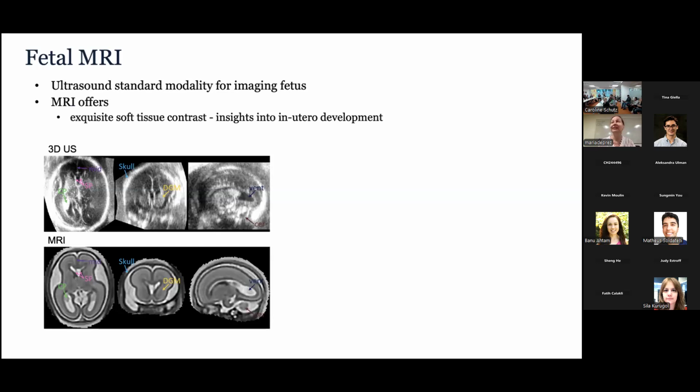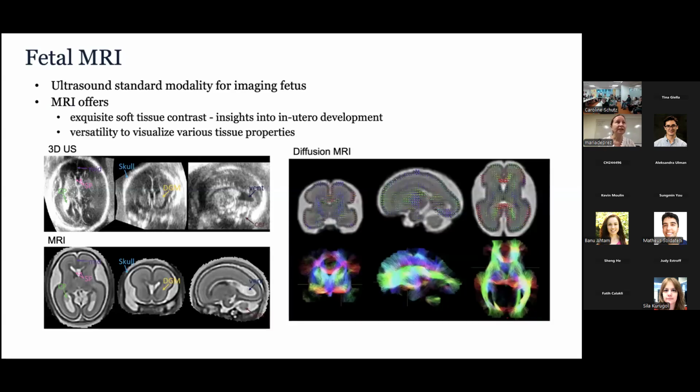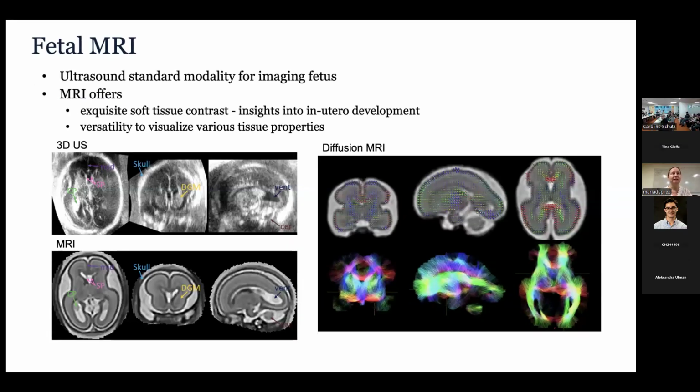This is the kind of 3D MRI that we can get, and I am sure that people in this room know this really well. We have really good soft tissue contrast, so we can see really well how the brain develops and also other organs. And there is also versatility of different contrasts. For example, this is diffusion MRI, where we can see water diffusion and then see the directions of white matter fibers. So there are also many different things we can do with MRI, not just structural imaging.